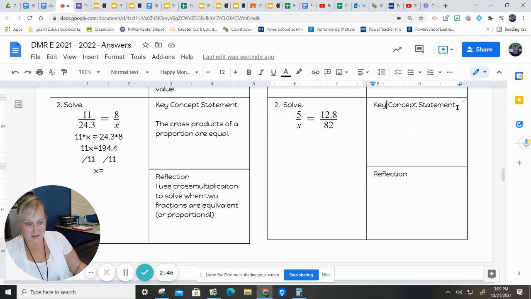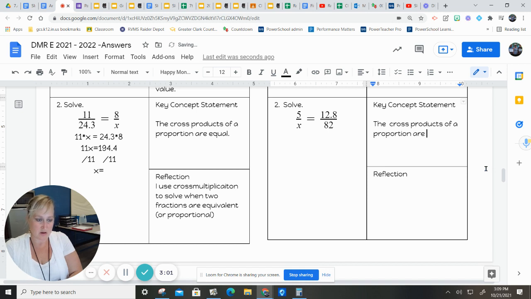Okay, the next key concept that you need to make sure that you've written is the cross products of a proportion are equal. Basically, two equivalent fractions, two ratios that are the same, they're equal. That's the trick of finding out what's the missing number. As long as you know that they're proportional or they're equivalent, then you are good to go.